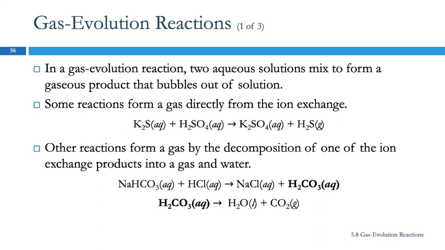Other reactions are going to form the gas because one of the ion exchange products is going to decompose. It's unstable. An example of this is sodium hydrogen carbonate, which is baking soda, reacting with hydrochloric acid. If we swap the partners and predict what we're going to get, we're going to end up with sodium chloride and H2CO3, which is carbonic acid.